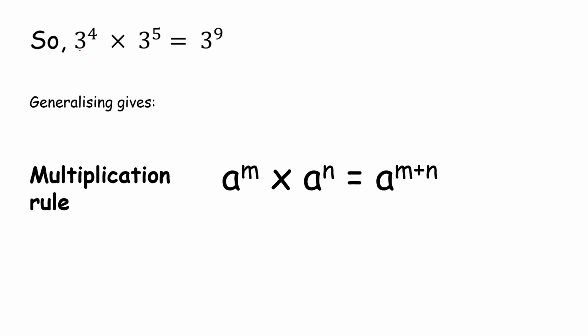Okay, excellent. So in general, we can say, if we have 2 indices with the same base, so if they've got the same number here, which is 3 and 3 in this case, all you need to go and do is add together the powers. So 4 add 5 is equal to 9.